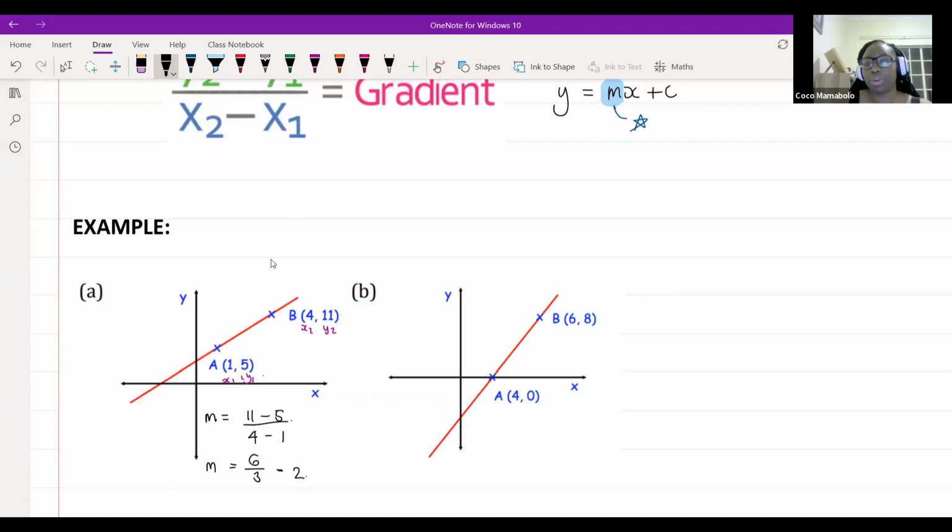If we do the same with question B over here, again, x1, y1, x2, y2, right? The gradient is going to equal y2 minus y1, so 8 minus 0 over x2 minus x1, which is 6 minus 4. And that will give me 8 over 6 minus 4, which is 2. And that will give me a gradient of 4. All right, and it's that simple to calculate the gradient. I don't think it's that difficult.